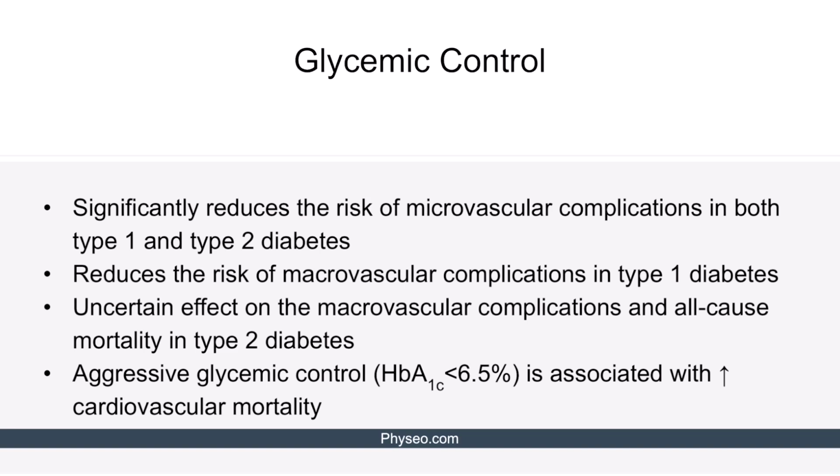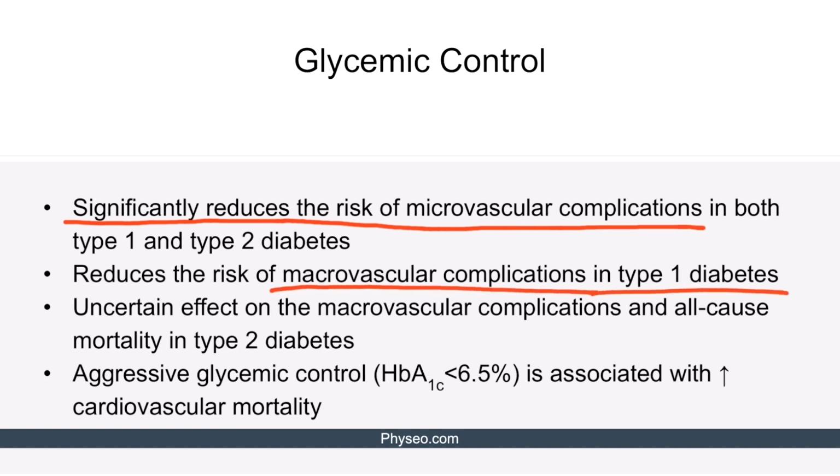Now, this is a very high-yield concept. Strict glycemic control has different effects on macro and microvascular complications. For example, it's been shown to significantly reduce the risk of microvascular complications in both types of diabetes. And these microvascular complications we're thinking of are diabetic retinopathy, nephropathy, and neuropathy. Now, it's also been shown to reduce the risk of macrovascular complications in type 1 diabetes specifically.